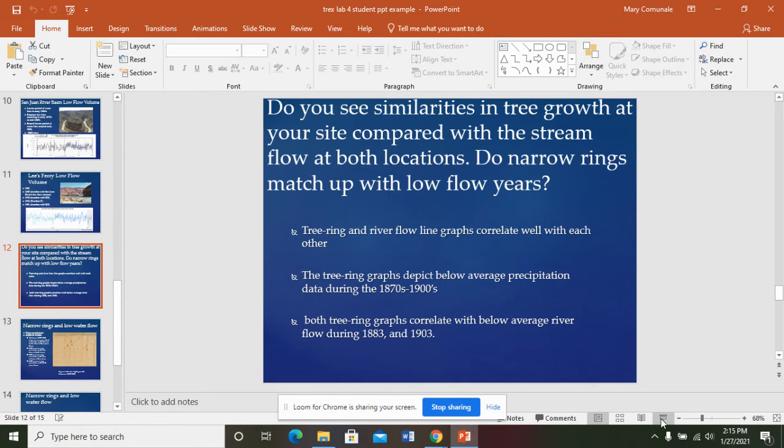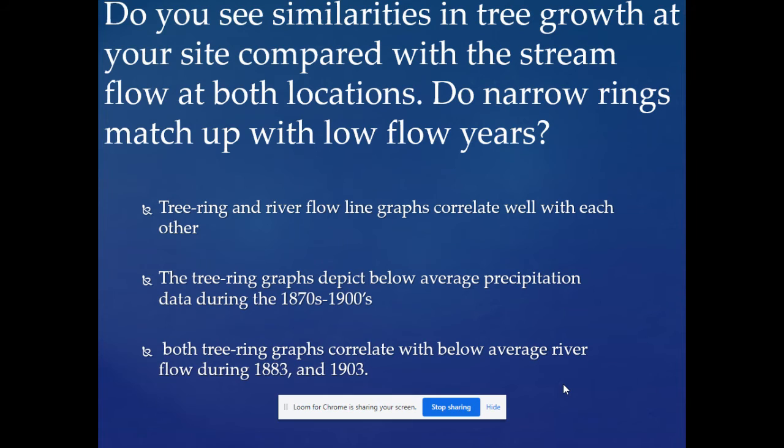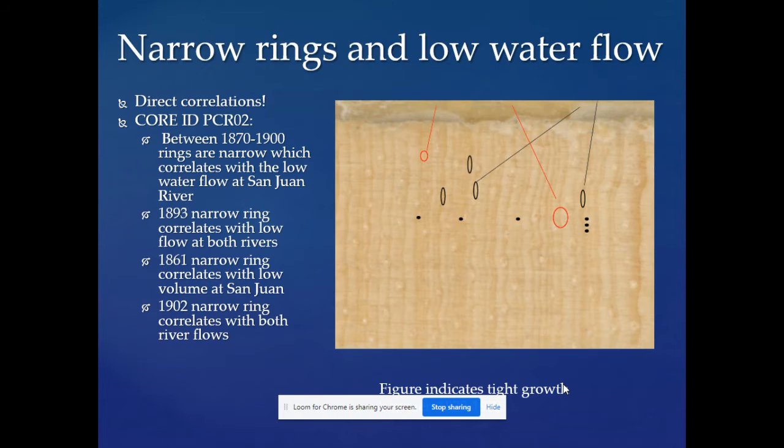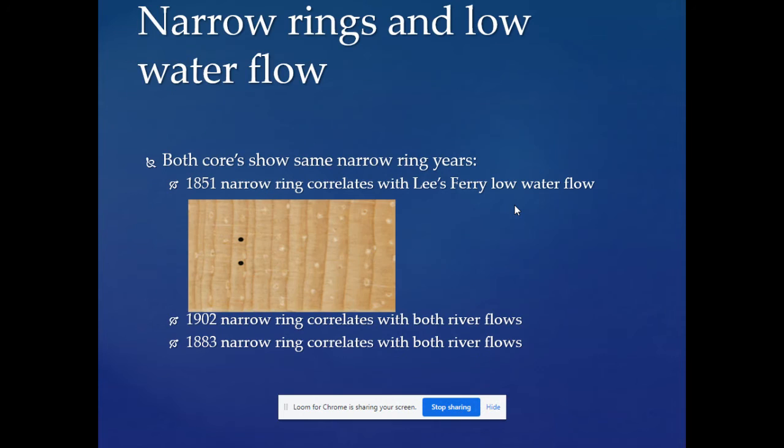Getting back to what we were doing here. Your similarities should match up. Similar to what this slide looks like is what yours will look like as well. Narrow rings and low water flow. They found a figure that would indicate where there was low water flow, and this was just further trying to prove their point of the maps correlating with one another.